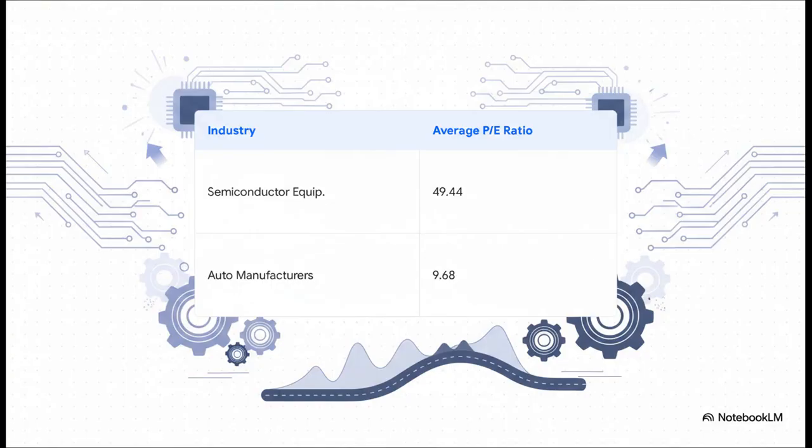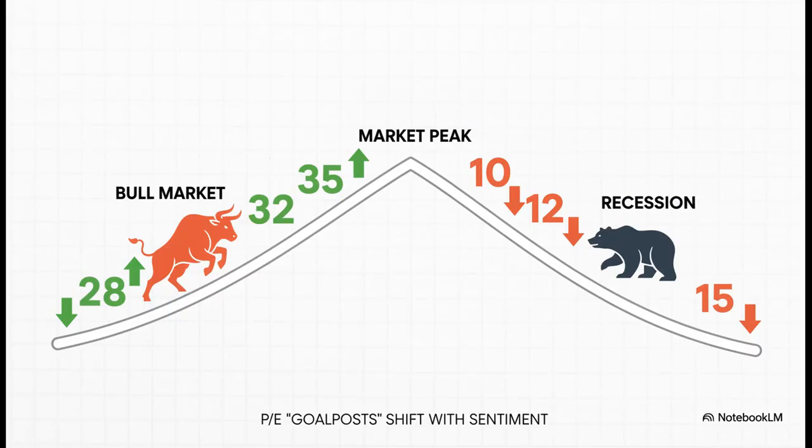And these differences aren't small. They can be absolutely dramatic. Just look at this. The average PE for high-growth semiconductor companies can get close to 50 because investors are betting on all that future innovation. Meanwhile, a more mature industry like auto manufacturing often has an average PE below 10. It's the same market, but they are playing by completely different sets of rules. And it's not just the industry either. The entire mood of the market can shift what cheap even means.